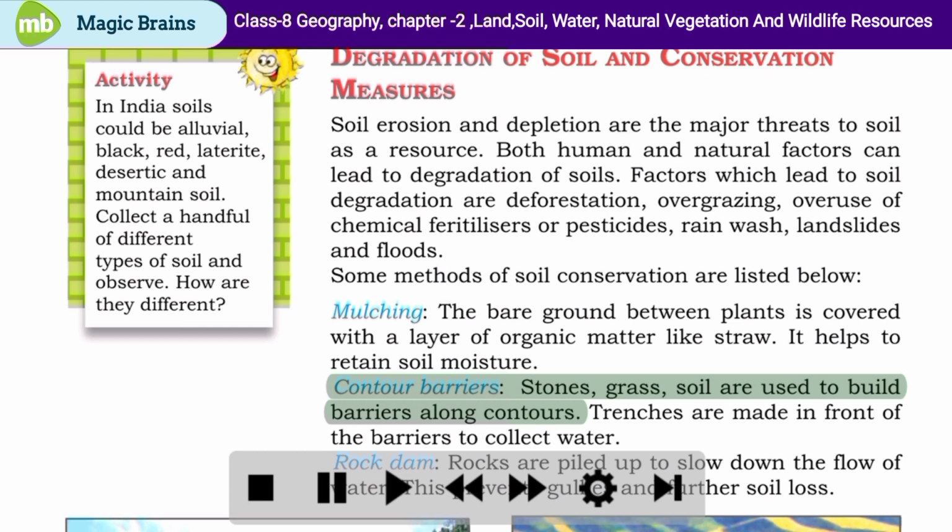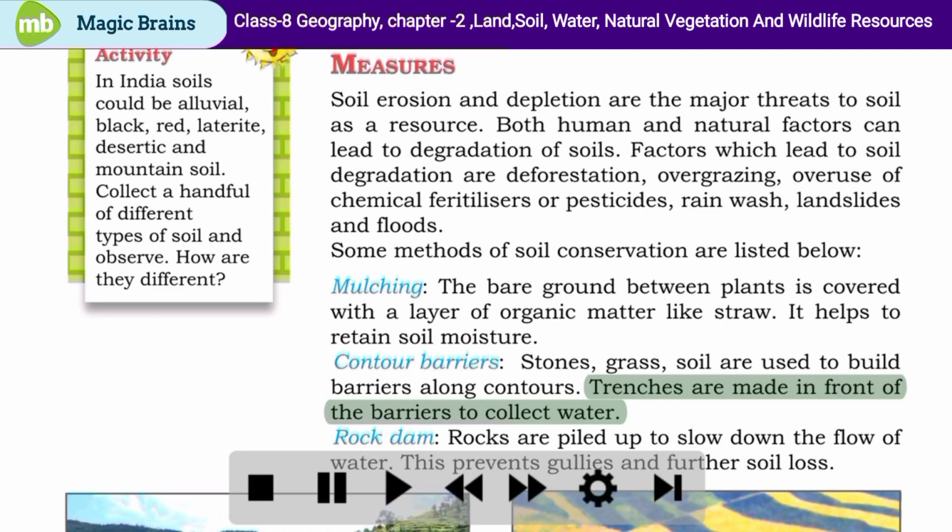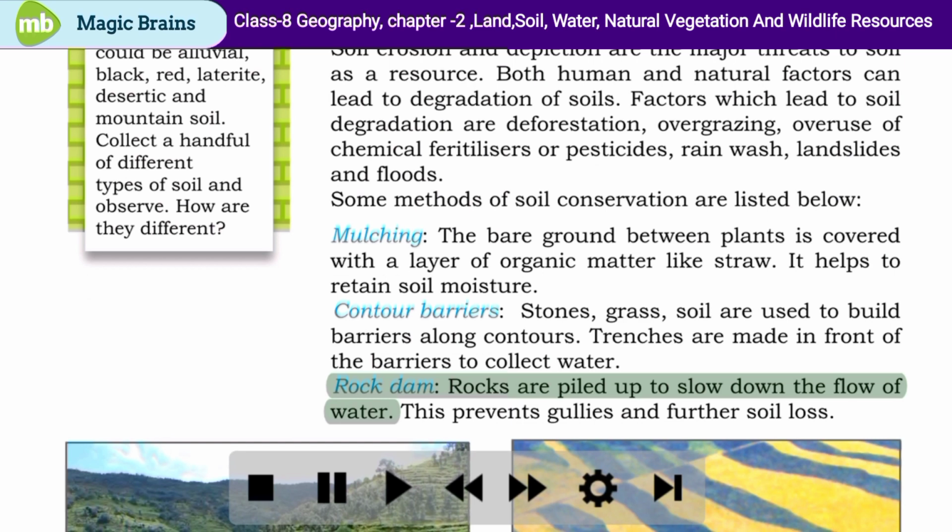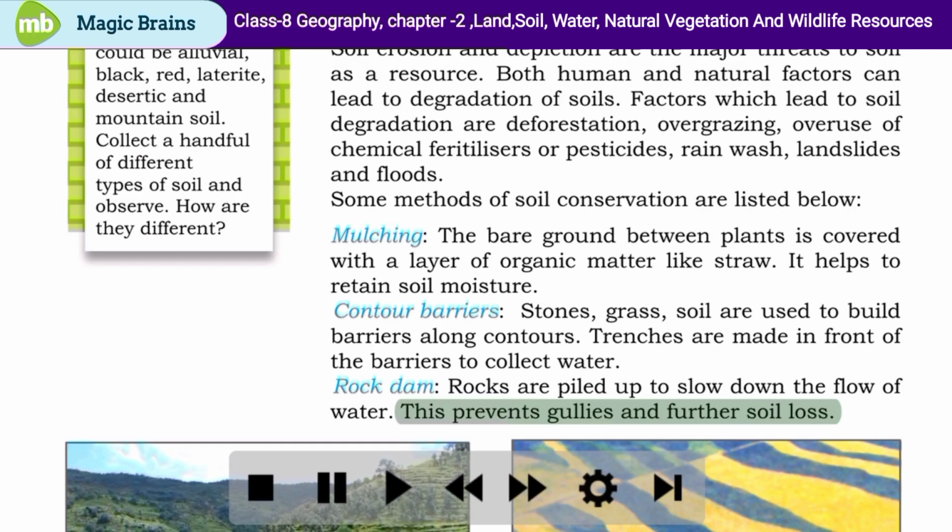Number 2. Contour barriers. Stones, grass, soil are used to build barriers along contours. Trenches are made in front of the barriers to collect water. Number 3. Rock dam. Rock dams are piled up to slow down the flow of water. This prevents gullies and further soil loss.